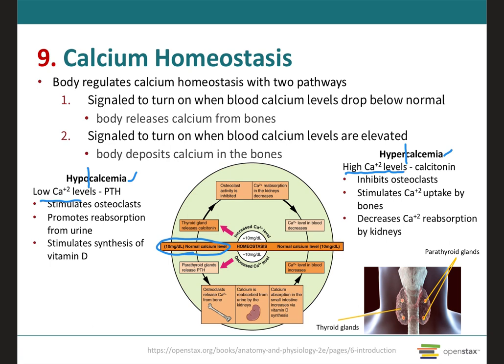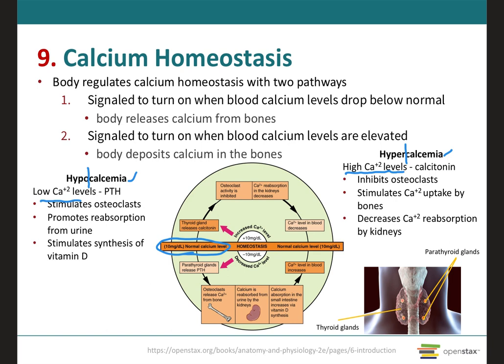Obviously, calcium homeostasis is critical to our survival. The skeletal, the endocrine, and the digestive systems are going to play an important role in this, but the kidneys do too. So the urinary system will also play an important role in calcium homeostasis. These body systems will work together to maintain a normal calcium level in the blood.